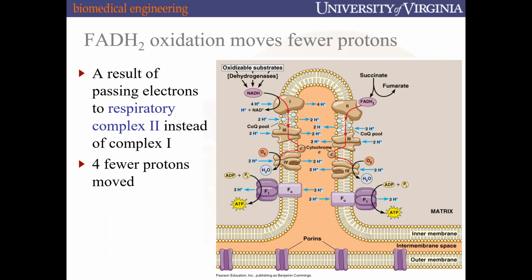Because the electrons from FADH2 are not interacting with complex 1, they're escaping complex 1. If you remember from the previous slide, we talked about how complex 1 is facilitating the movement of 4 protons. And so the electrons from FADH2 are going to contribute to fewer protons. Just to remind you, NADH2, these are interacting with complexes 1, 3, and 4. And so those are moving 10 protons. But FADH2 will only move 6. Great question.